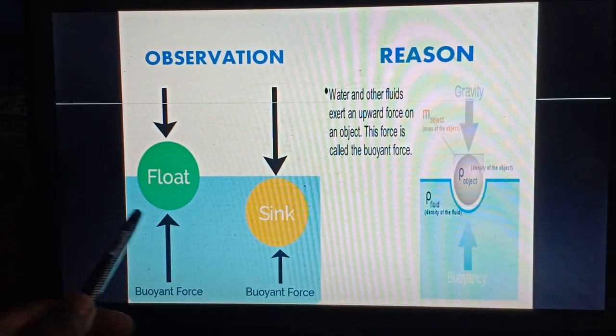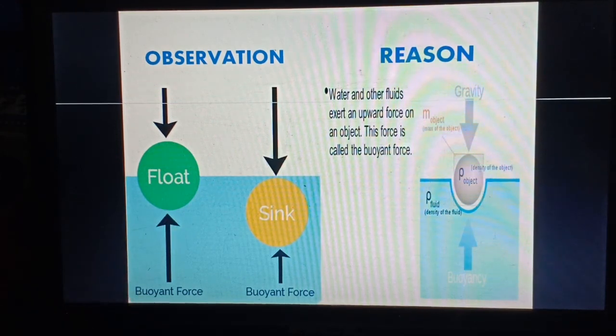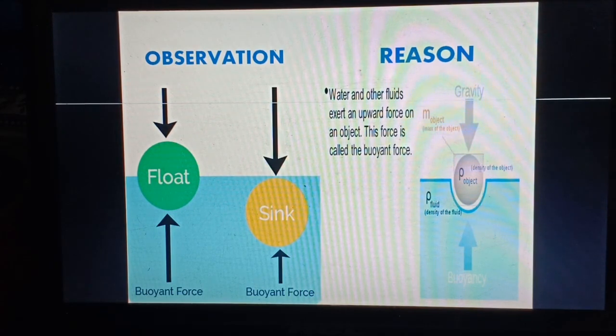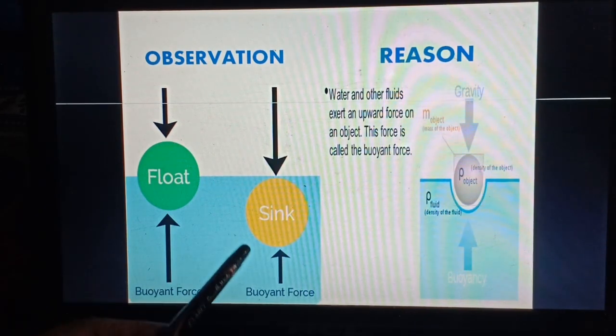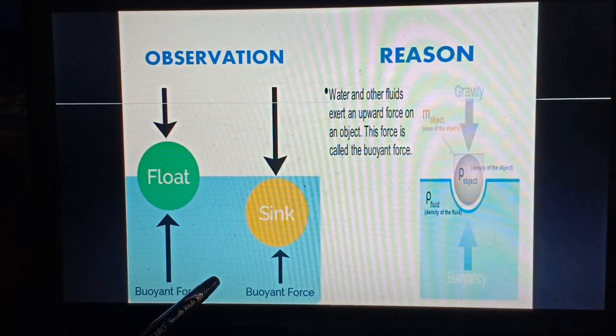Some bodies sink down, some bodies float. Suppose you are throwing a stone, a very light object compared to a big boat, but the boat normally floats over the river surface. But if you throw a stone into a river, the stone goes down. So what is the reason?